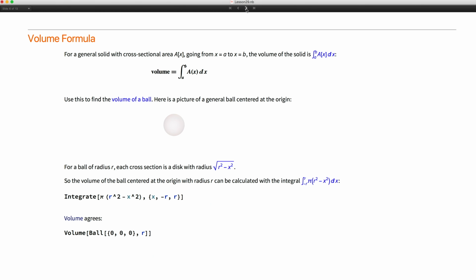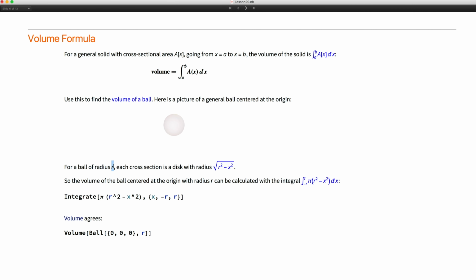Okay, so now let's try and generalize that a bit more. If you have a solid with cross-section area A of x, then its volume is the integral from a to b of A of x dx, where a and b are the limits within which you want to find the volume.